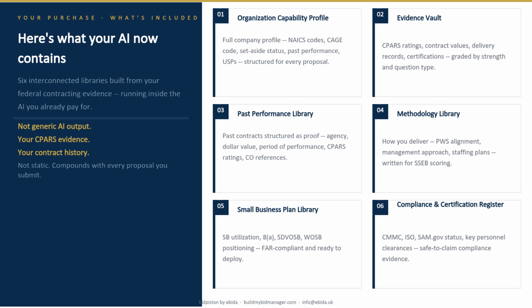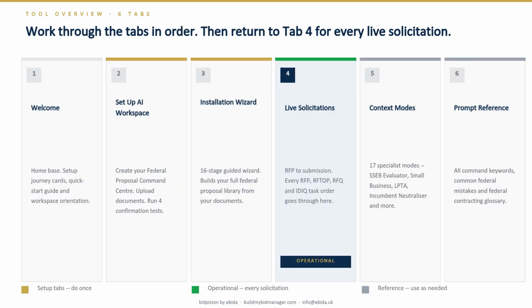And Library 6 is your Compliance and Certification Register: CMMC, ISO, SAM.gov status, and clearance levels that are safe to claim. None of this is generic. Every output draws from your real, verified evidence. That is the difference between passing and winning. The USA edition has 6 tabs, fewer than the UK version because the federal workflow is more concentrated.